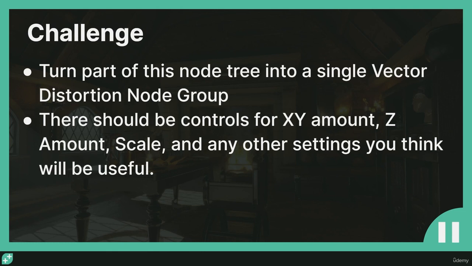Now in the next video, we're going to be duplicating a couple of these distortion node groups to add more variation to our rings. And we're also going to be looking at changing the look of the gradient in the rings, as well as adjust and vary the size and width of these rings.